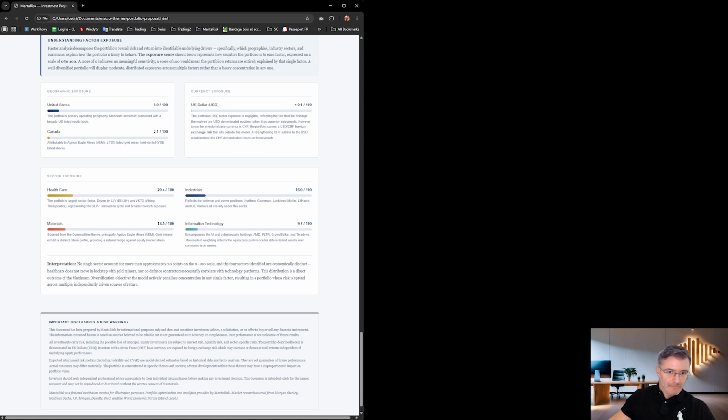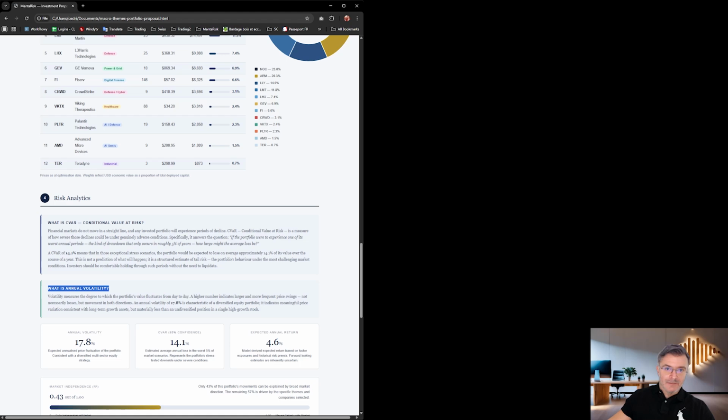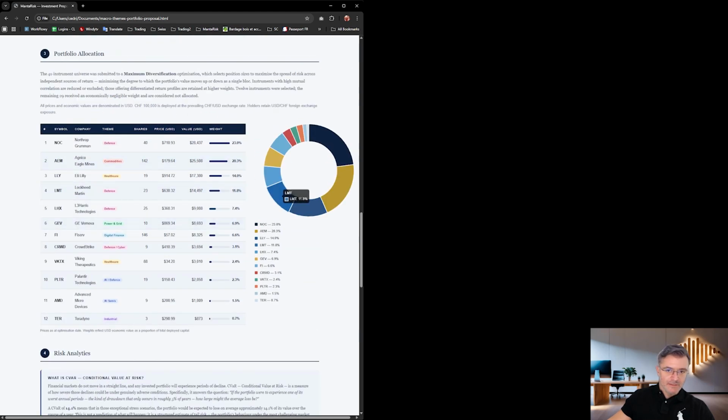Sector exposure is well balanced as well. Again, this is the calculated exposure. It's not the exposure from the reference data. It's correlation based. And yeah, now I guess at this point you're ready to invest.